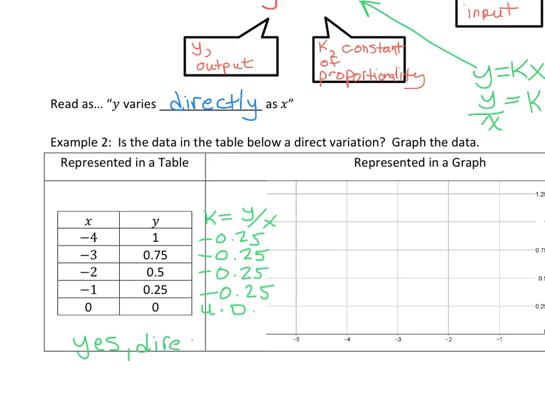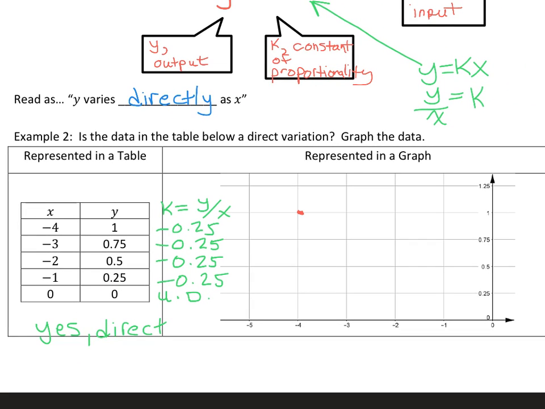So what does this look like when we graph it? If I graph these ordered pairs, at -4 on the input, I have an output of 1. I'm going to have to move over here. At -3, I have an output of 3/4, at -2, a half, at -1, a quarter, and finally at the origin. So you can see right away that a direct variation is definitely linear when graphed.